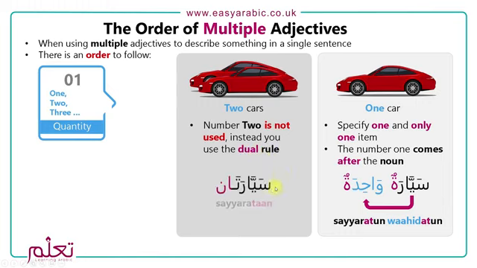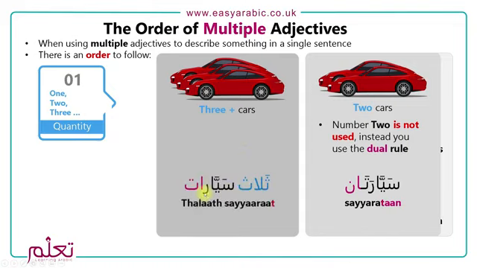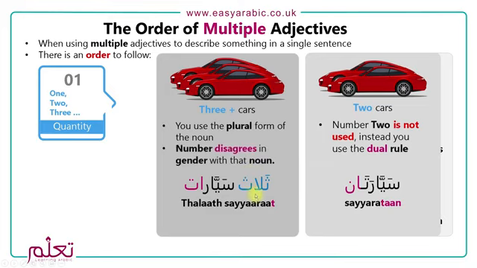Okay, which is the alif noon, سيارتان. And then if we do the 3 plus, we have those rules in place. So we'll say ثلاث سيارات. So here, if it's plural, you use a plural form of the noun, and then the number disagrees in gender with the noun. Okay, so that's the rule to remember.